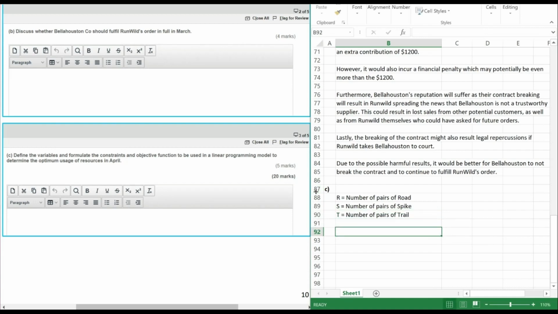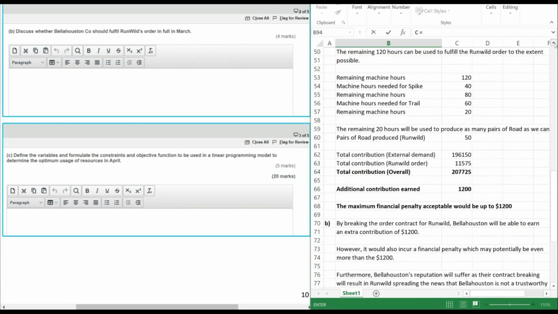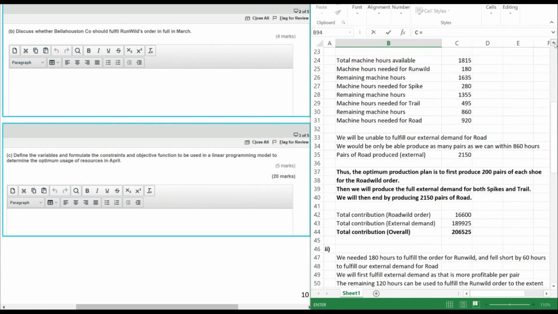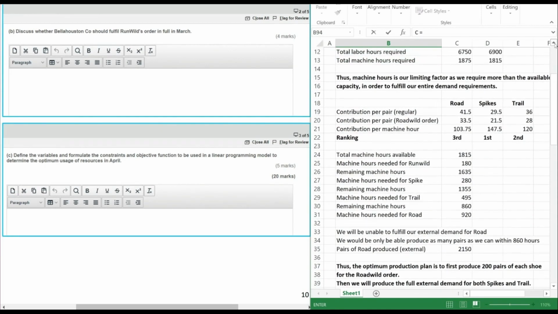Then we have our objective function. We'll put a heading there, objective function, and we'll put another variable as well. C is equal to total contribution. So C is going to be equal to the contribution for each of these multiplied by the number of pairs. In this case, it's for resources in April, meaning after March, after Bella Houston has fulfilled Runwild's order.